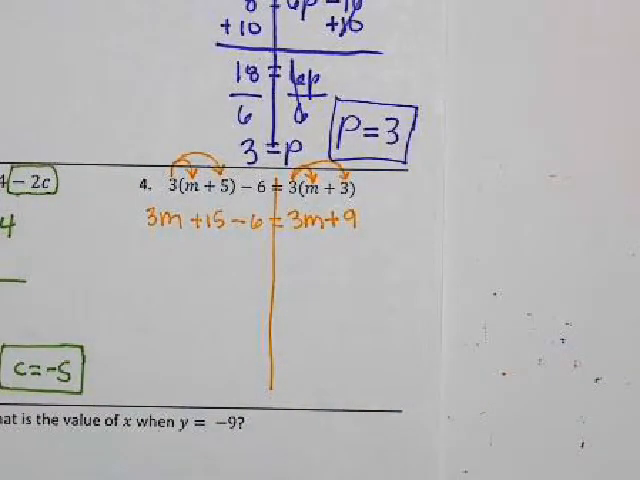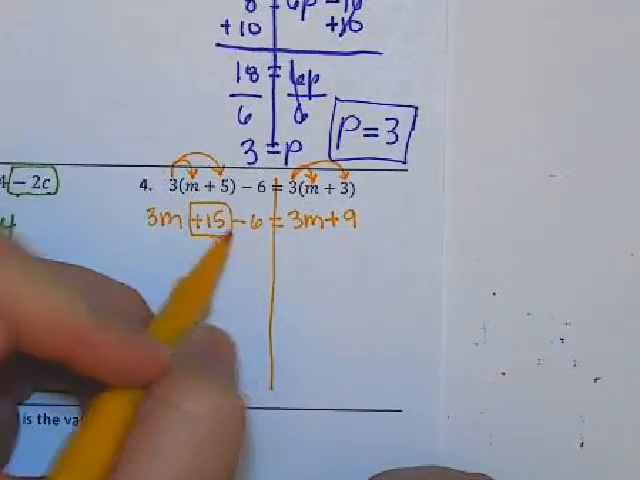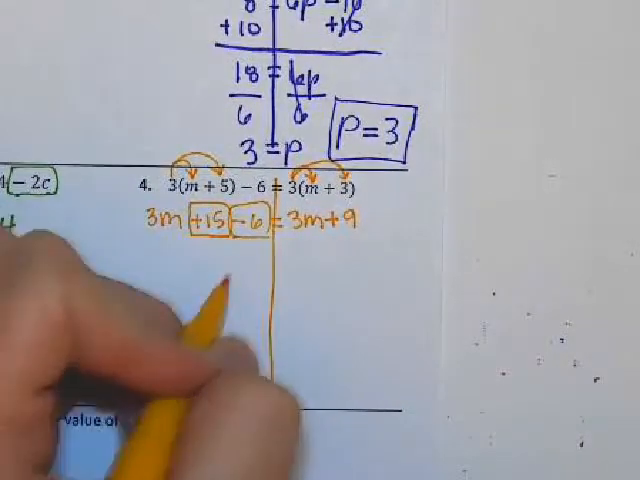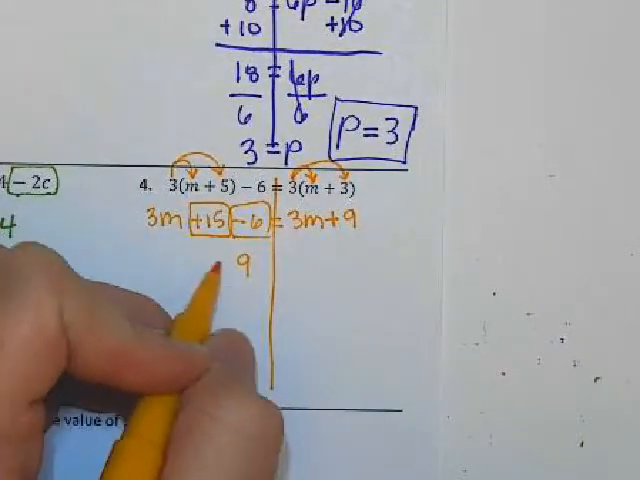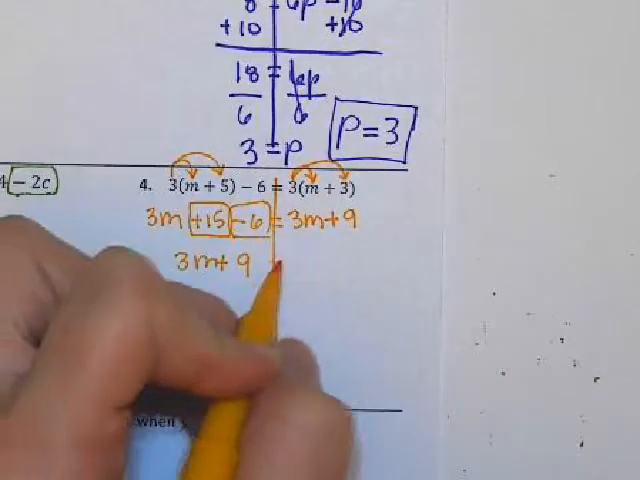Now what? Add 15. Can I simplify any more? Yes, I've got like terms. Add the 15. 15 and negative 6 give me what? 9. Can I simplify anything else? No, so bring it all down.